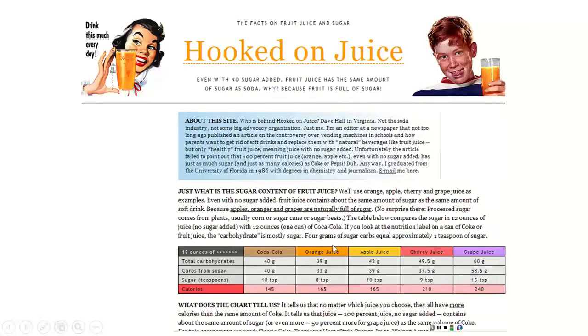So we think about things like orange juice, or now they have all those Naked Juice products on the market that we see a lot. Again, there's a lot of simple sugars in these products. They're not adding sugar in this case. But look at a Coca-Cola, 40 grams of total carbohydrates. Orange juice, 39. Apple juice, 42. Cherry juice, 49. Grape juice, 60 grams. 60 grams of simple sugars in grape juice.